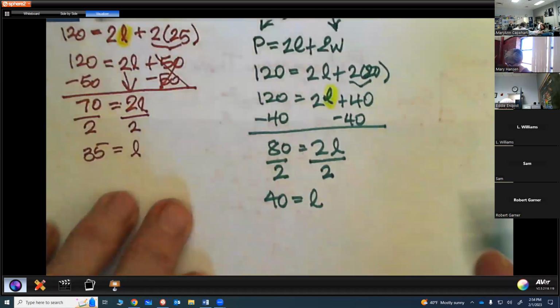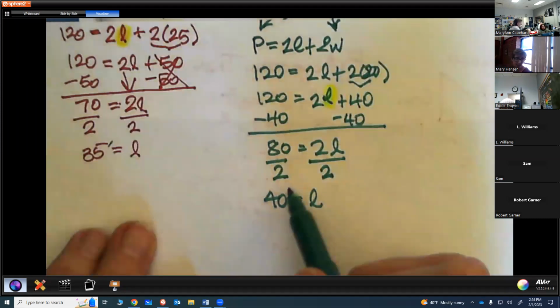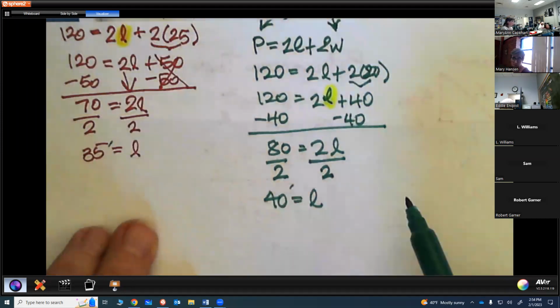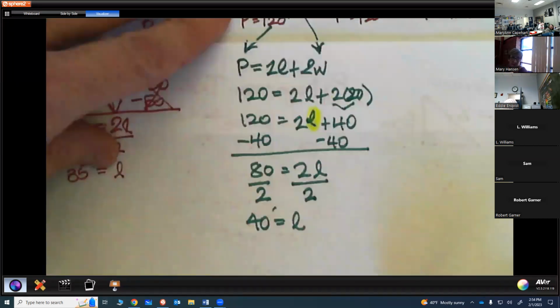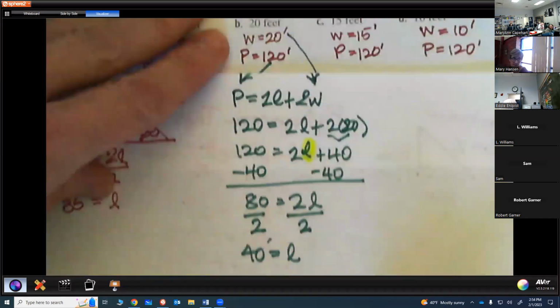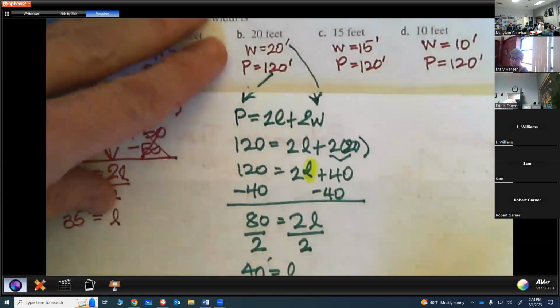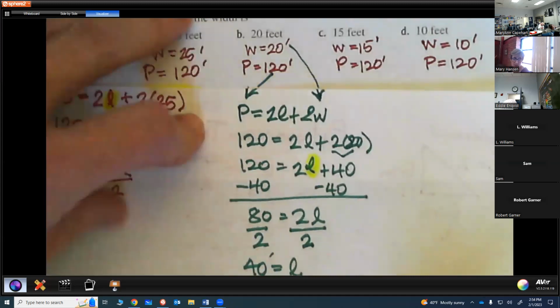So my first length was 35 feet. My second length for part B would be 40 feet. Do we have any questions on this second one?